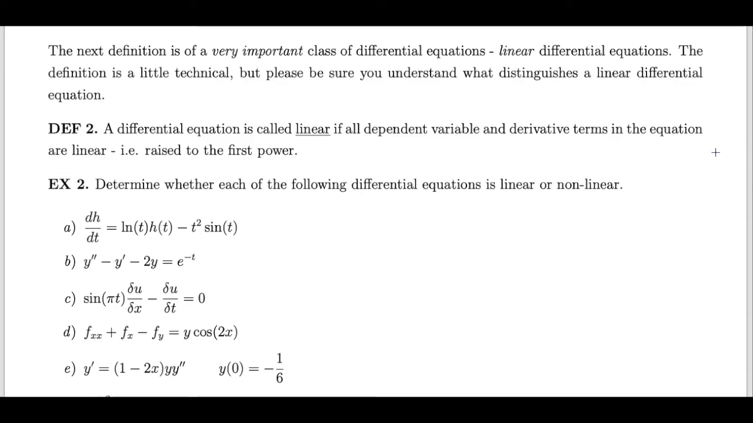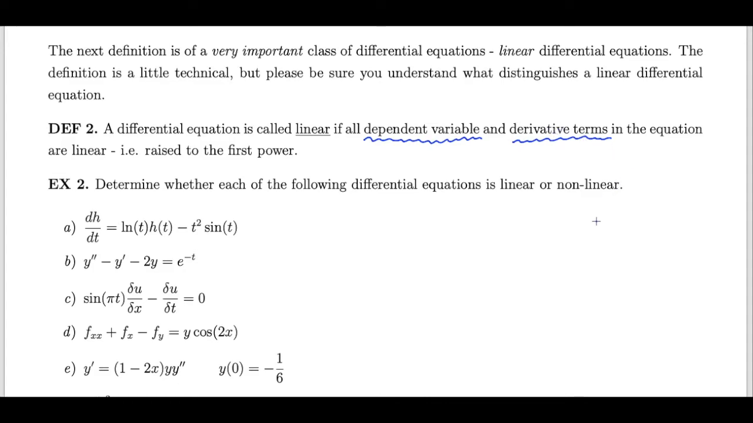My definition is: a differential equation is called linear if all dependent variable and derivative terms are linear. And by linear, I mean raised to the first power. So to emphasize, I need to look at the dependent variable terms. So if I've got y as my dependent variable, I have to identify my dependent variable terms. I also have to identify any and all derivative terms. So I'm going to look for dependent variable terms and derivative terms, and then I'm going to ask, are those linear? Notice that this definition puts no restriction on the independent variable. I'm simply asking if the dependent variable and its derivatives are linear, raised to the first power.